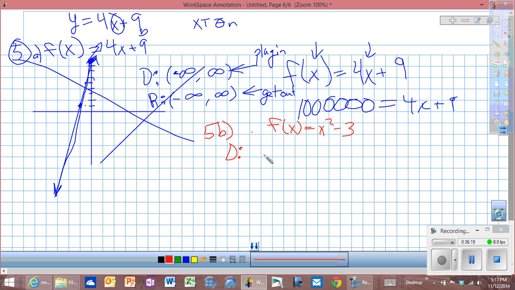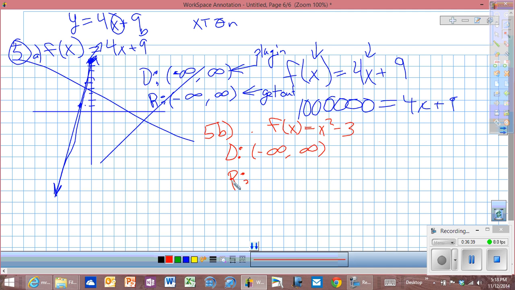Okay, I couldn't find anything that I couldn't plug in. So these ones that we're doing are usually going to be pretty nice, that we can usually plug in about any number. So that's going to look like negative infinity to infinity, because I can plug in anything between negative infinity all the way up to positive infinity.